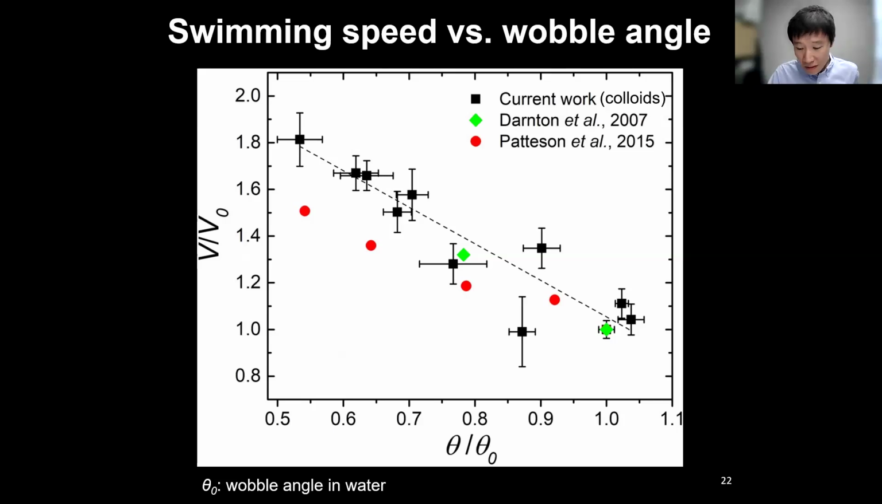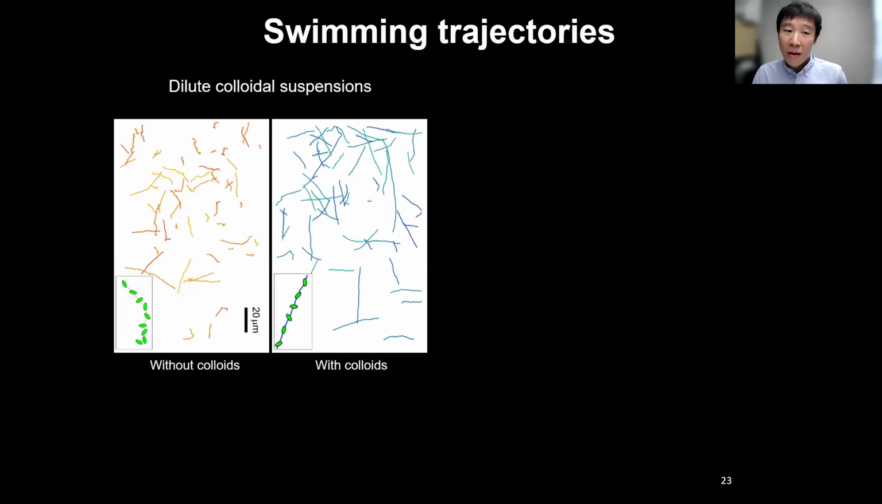Okay, again, this is not the only similarity. We also look into the features of the trajectories. On the left is bacteria swimming in water. You can see the trajectory is short and zigzag. But when we add particles in water, you can see the trajectory is longer and smooth.